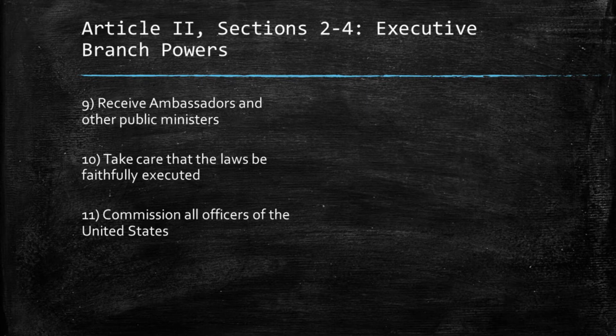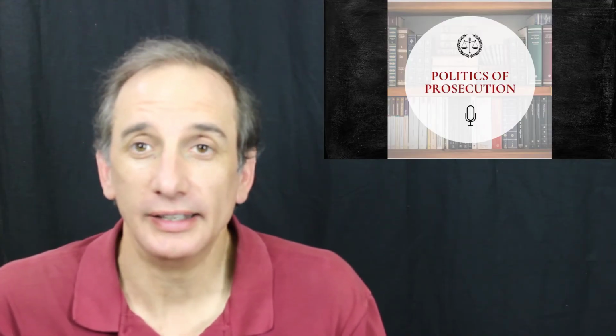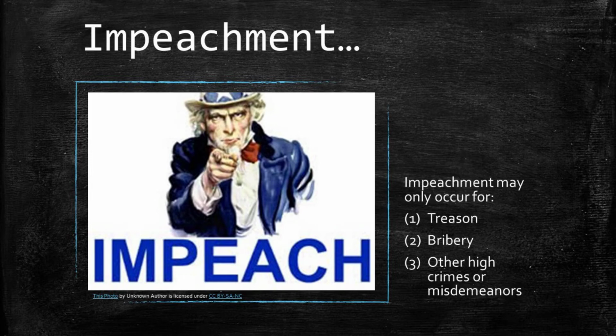Finally, the president has the ability to commission all the officers of the United States and to give them their particular positions. The last piece for the president is removal. Right? The president may be removed by impeachment, and that is only for treason, bribery, or other high crimes or misdemeanors. So the key thing is, if the president is accused of some sort of criminal conduct, the president doesn't go through an ordinary criminal trial.